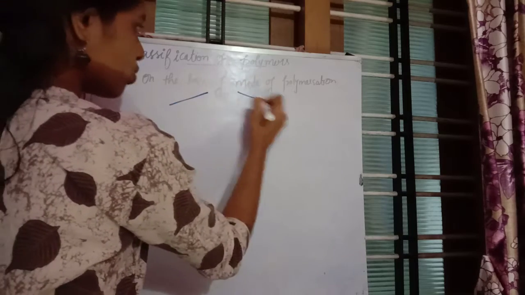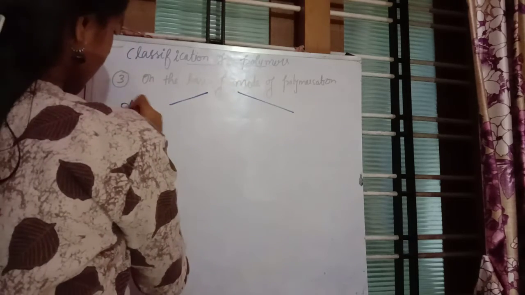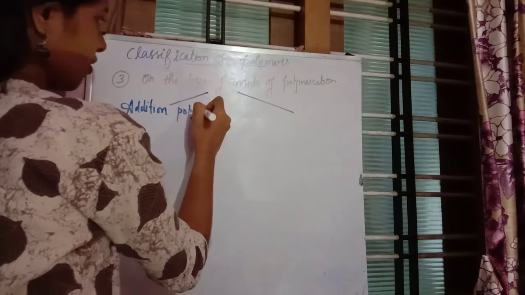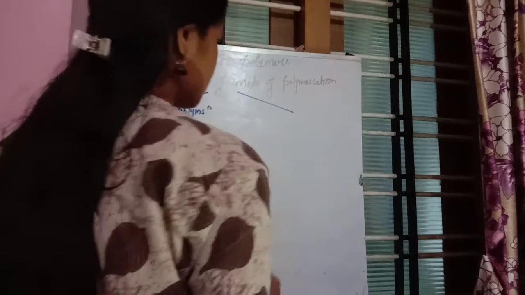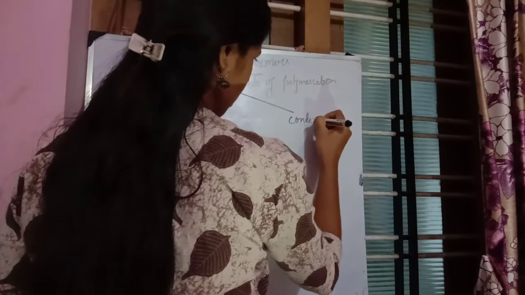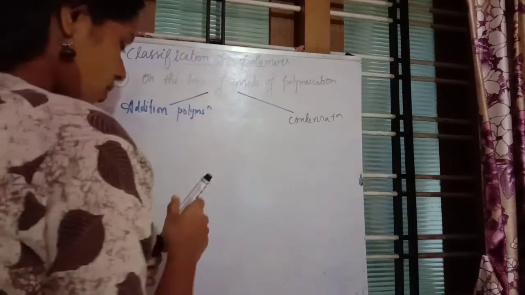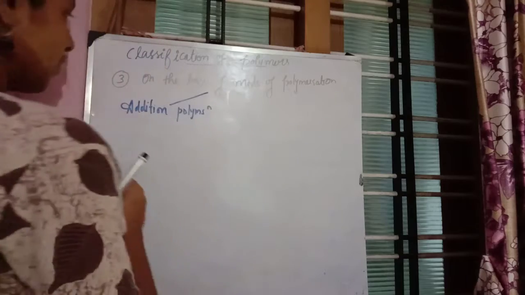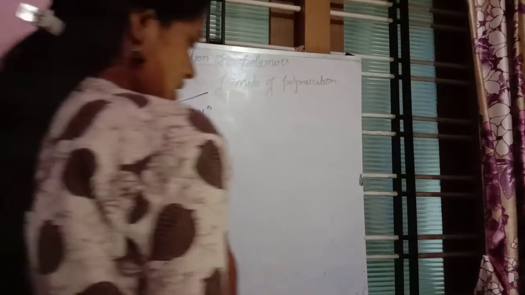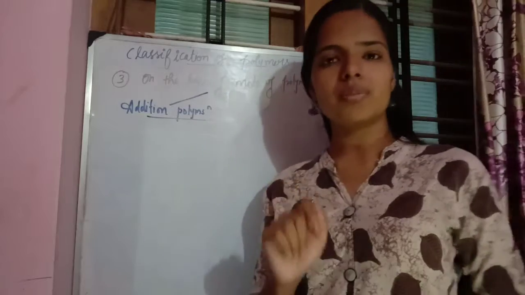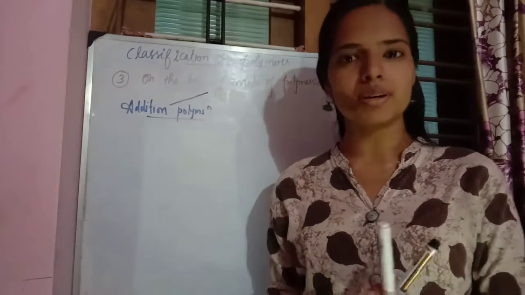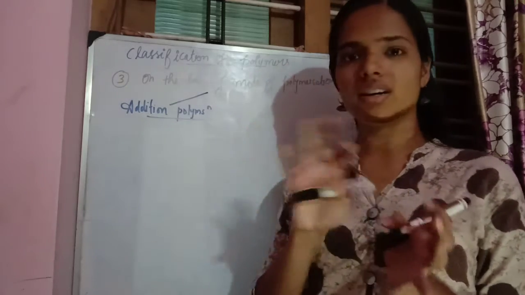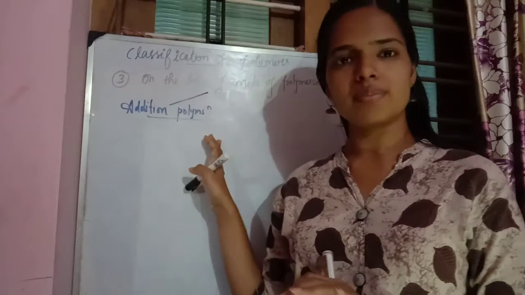Now on the basis of mode of polymerization, polymers are classified into two types. The first type is addition polymerization, and the second category is condensation polymerization. I will tell this condensation polymerization later on. Now we are only dealing with addition polymerization. Addition polymerization means monomers having double or triple bonds repeatedly add together to form a polymer, and that process is known as addition polymerization.